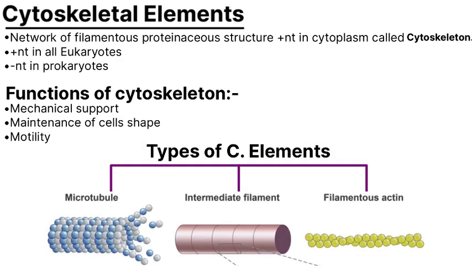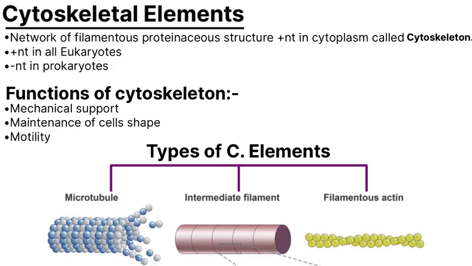Now we have the cytoskeleton elements, where cyto means the cell or the cytoplasm of the cell, and skeletal means the skeleton system in our body, which provides the structural framework to our body. Similarly, the cytoskeleton elements provide structural support to the cell. Or you can compare it with the steel beams in a building. Just like steel beams hold up a building, the cytoskeleton holds up the cell from the inside.